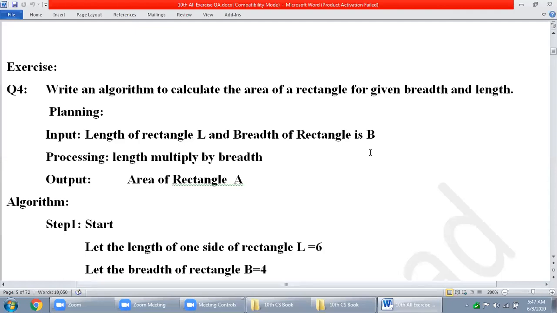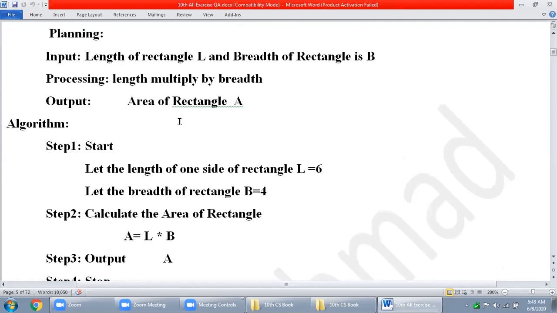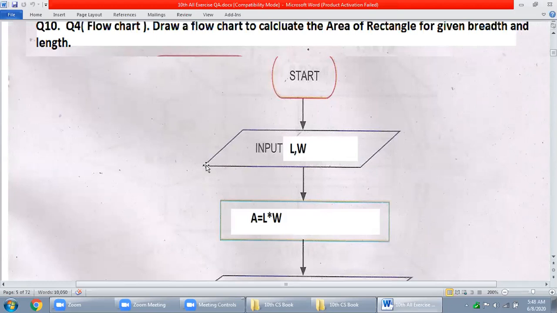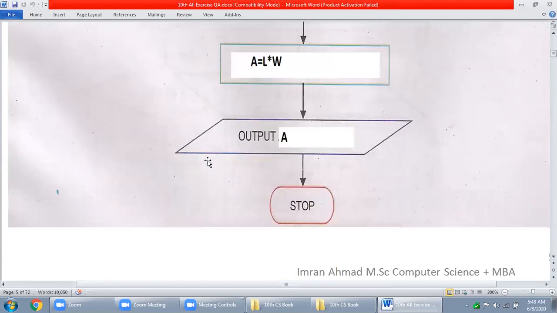Dear students, in the previous two lectures, we were discussing the algorithm and flowchart chapter exercise. Today, we will continue the same topic, the questions and answers in the exercise. Already we have done question number 4, which was: write an algorithm to calculate the area of a rectangle for given breadth and length. It means that if you have breadth and length, you can calculate the area of the rectangle. For the above question's algorithm, we already drew the flowchart in our previous lectures. Next question.